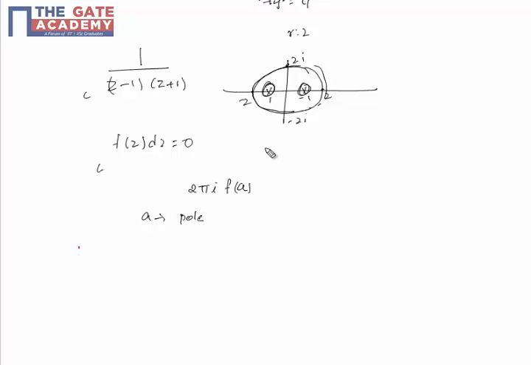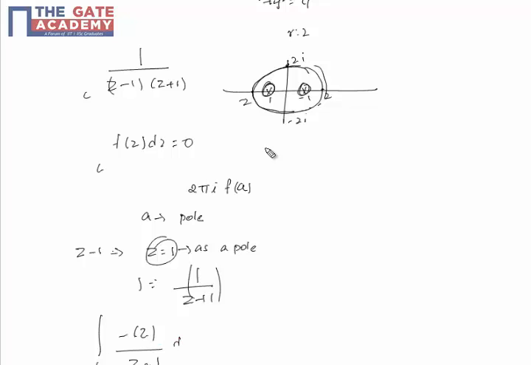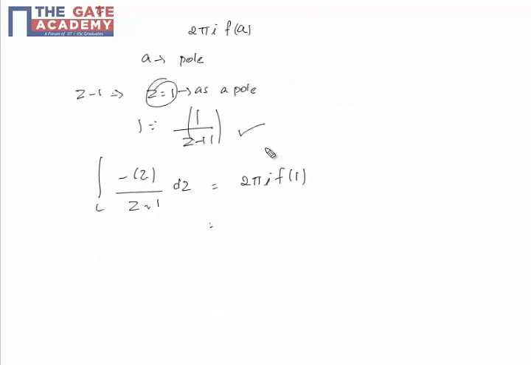So if we are considering z minus 1, which implies z is equal to 1 as a pole, now our f of z under consideration will be 1 by z plus 1. We'll write it as integral over c of f of z by z minus 1 dz, whose value will be 2 pi i into f of 1, where here f of z is 1 by z plus 1. So the value is 2 pi i into 1 by 1 plus 1, which is equal to pi i.